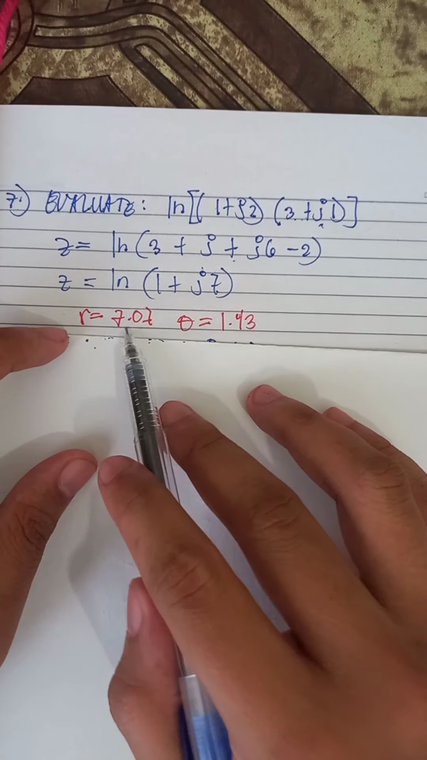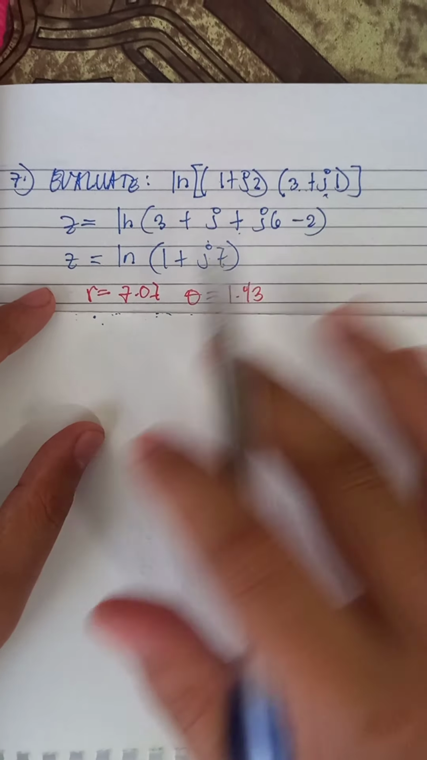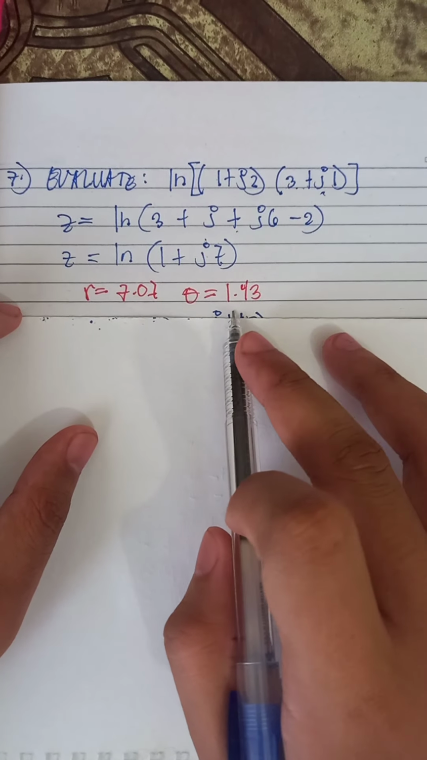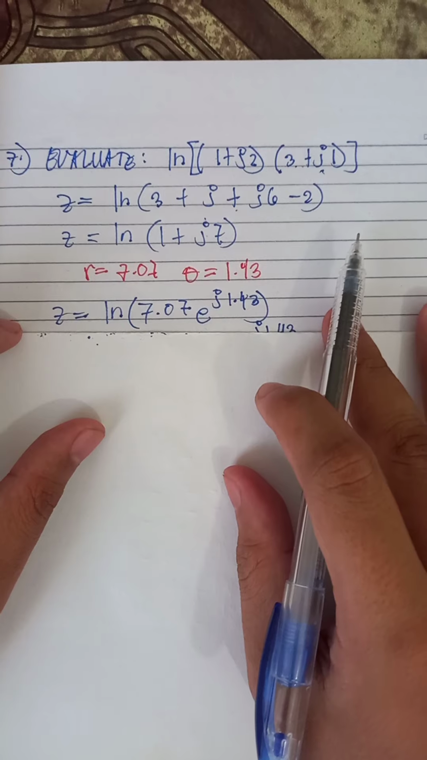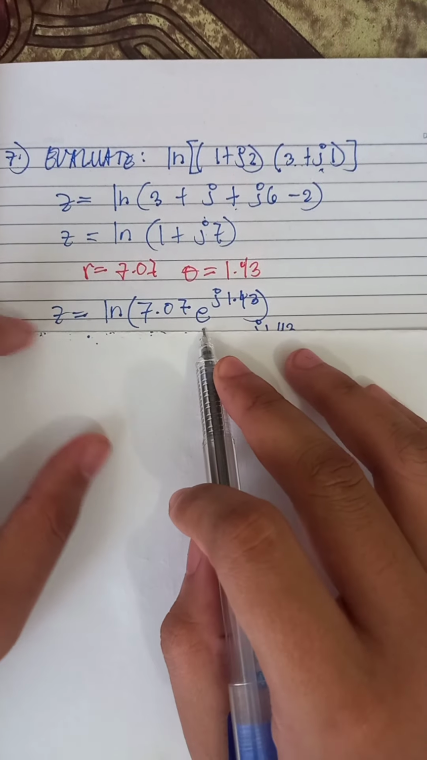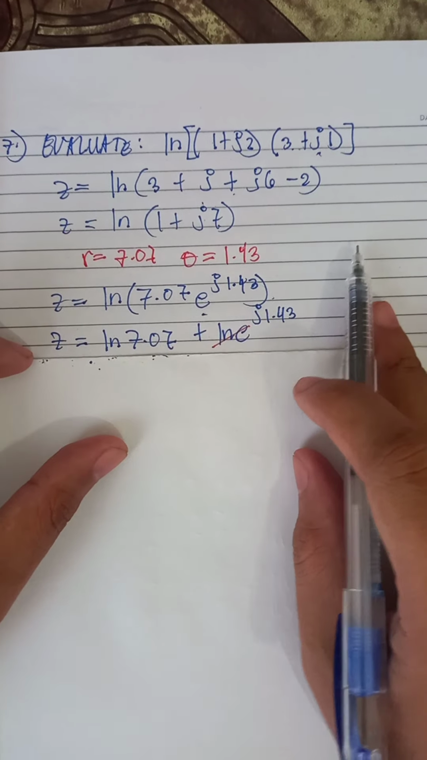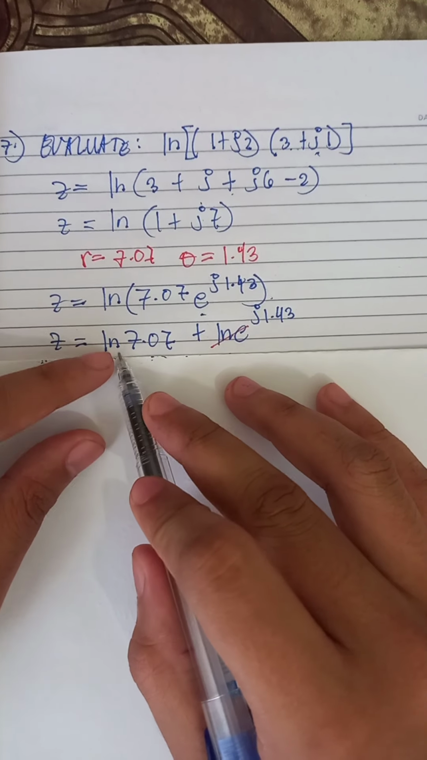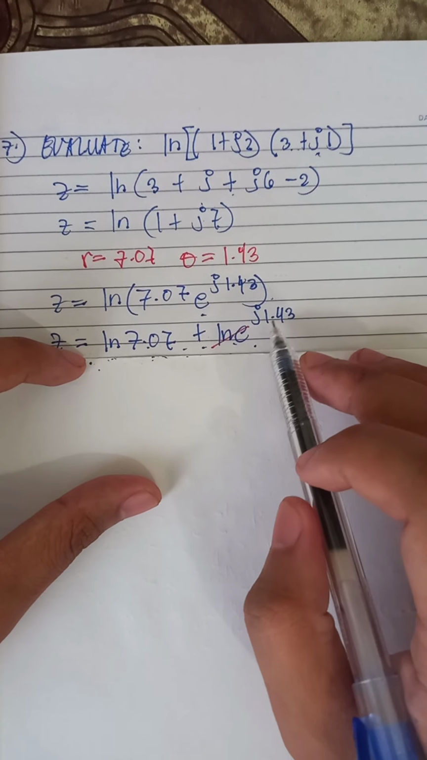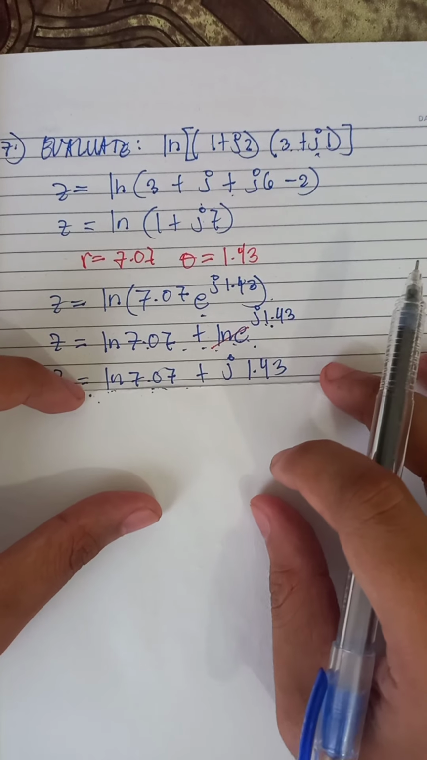Okay, so we have to get the value of r and the value of the angle using the polar form in the calculator. So the value of r is 7.07, the value of the angle is 1.43. So the next step is we have to make this an exponential form. So the next step is distribute the ln. So ln 7.07 plus the ln of e raised to j1.43. So cancel the ln e. So the value of ln e is 1.